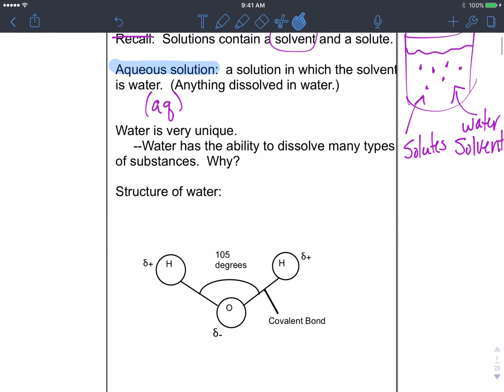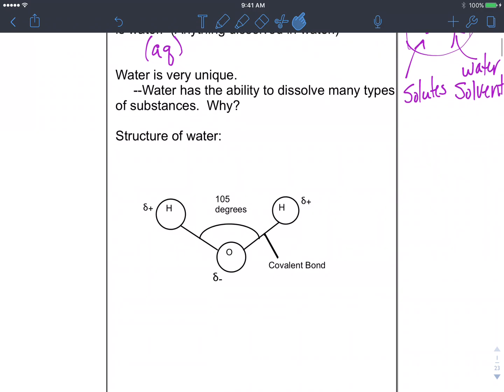Now, water is unique. It has the ability to dissolve many types of substances. It also has a lot of other unique properties, such as specific heat. Specific heat is why it's cooler towards the lake in the summer and warmer towards the lake in the winter. There's also other properties, like the density of it, things like that, that make water unique. But because this is chemistry and we're dealing with solutions right now, the solution part is what we're going to focus on.